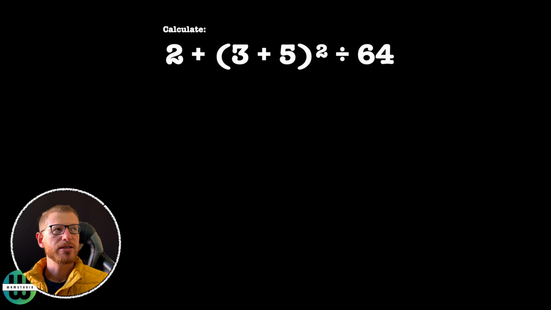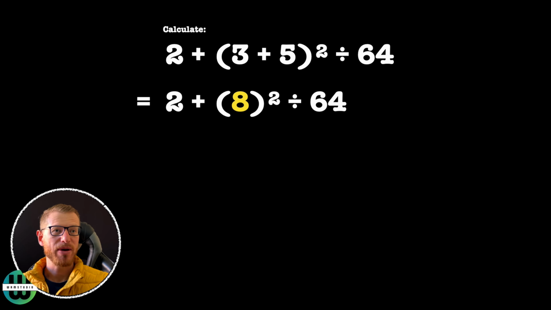Let's now calculate 2 + (3 + 5)² ÷ 64. Now I've got a full set of order of operations. I've got brackets, I've got orders, I've got division from the division and multiplication group, and I've got addition from the addition and subtraction group. So here I'm going to again work inside of my brackets first because BODMAS tells me I have to do that first. So I'm going to say 3 plus 5 is 8.